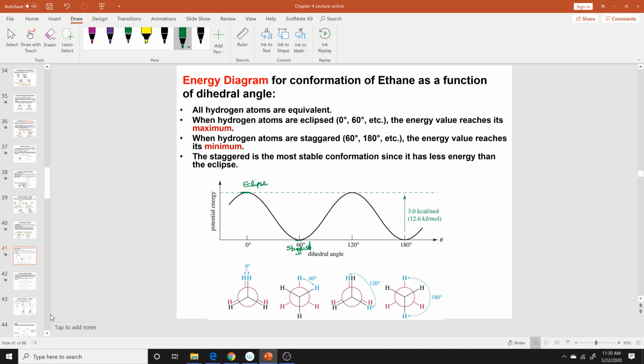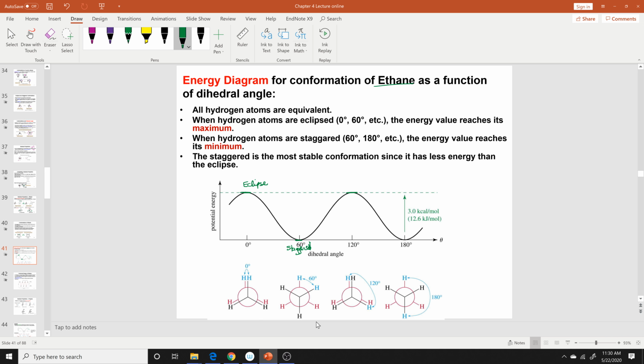So every 60 degrees is going to give me a staggered, and then another 60 is going to give me an eclipse, and then another 60 is going to give me a staggered. So this is why I have an alternation between eclipse, staggered, eclipse, staggered. Now for ethane, all the eclipse conformations are going to have the same energy, and all the staggered conformations are going to have the same energy. The reason why? Because all the groups are the same.